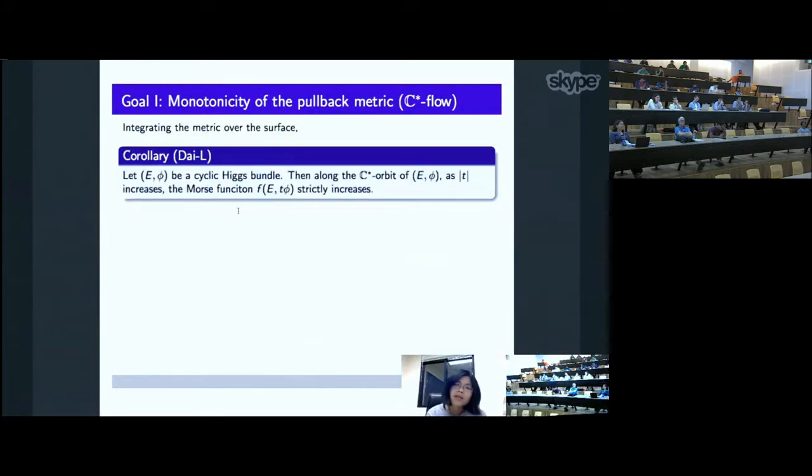If we integrate the metric over the surface, we have the corollary that along this C-star orbit, as the norm of t increases, the Morse function strictly increases. If you remember, the Morse function is actually the integration of the metric in the conformal case.